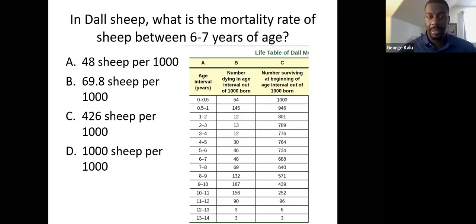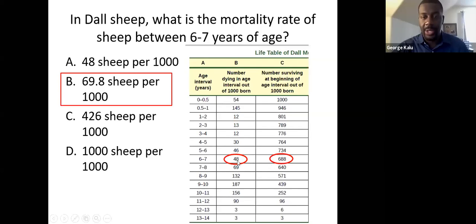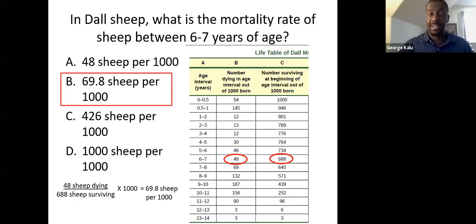So Kimberly got 69.8, and that is correct, right? So in order to do that, you would take the number that die at that particular age group, and you divide that by the number of individuals that survived at the beginning of that age interval. So you have 48 sheep that died out of 688 that survived at the beginning of that. Multiply that by 1,000, and you end up with about 69.8 sheep per 1,000. And that would be the mortality rate between the ages of 6 and 7. So remember, that's another one that you will need to be comfortable with for the exam as well. Calculating mortality rate. Cool.